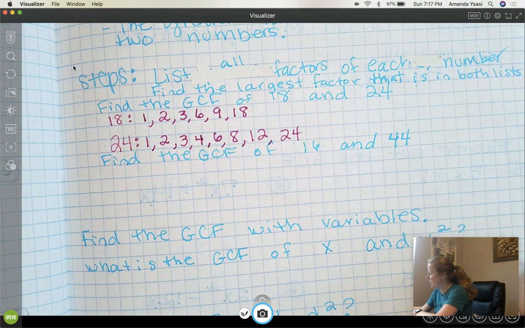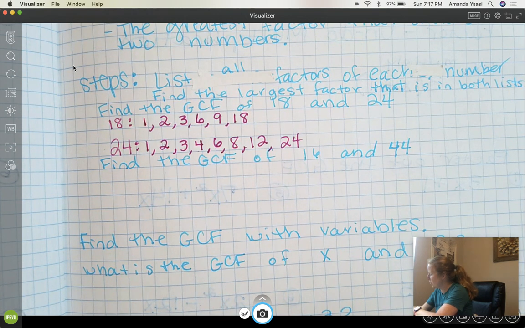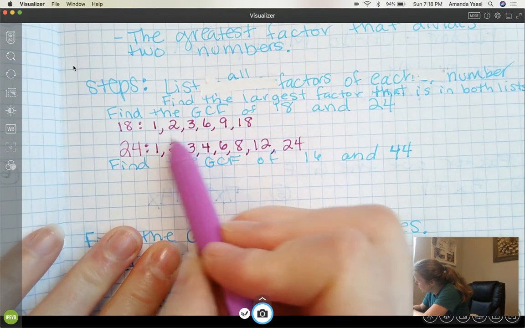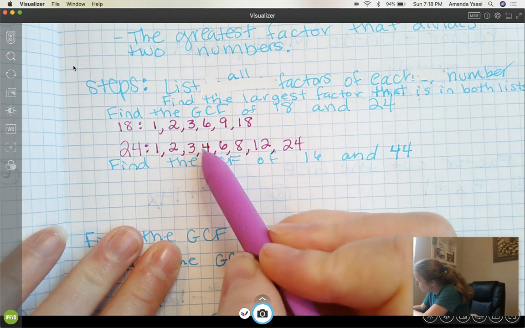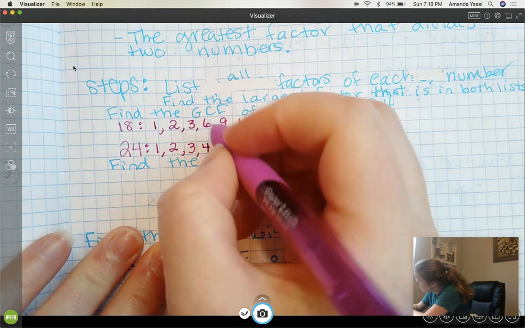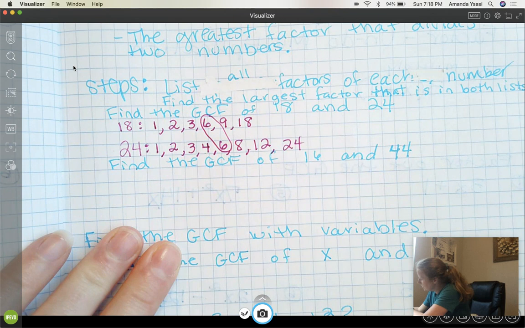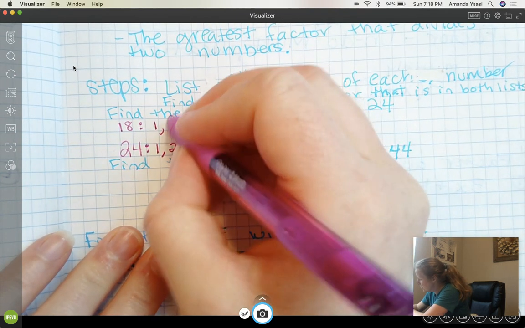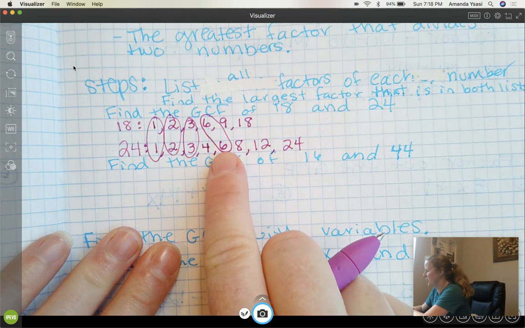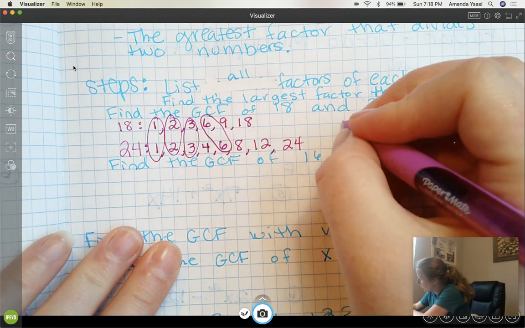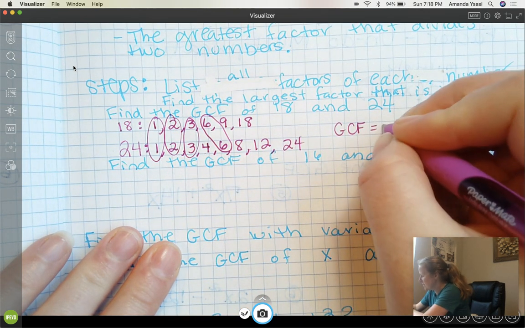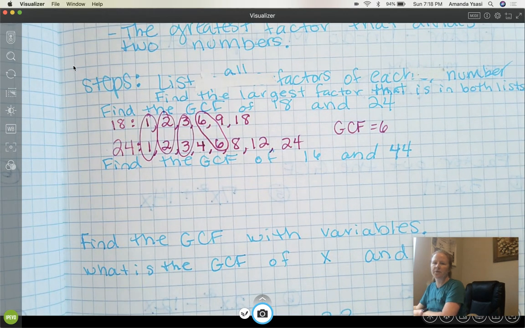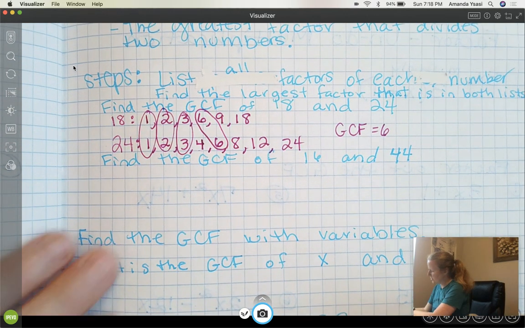So then we look for the number that's on both lists. It's the largest. So let's see. One, two, three, six. These are matches, but this is the greatest. So our GCF is six. That's the largest number that will go into both. Okay, let's look at the next one.